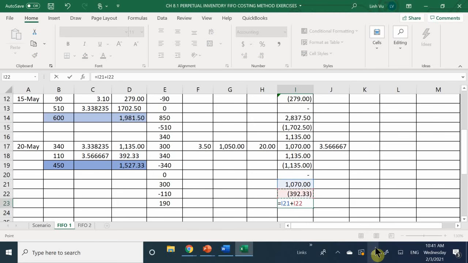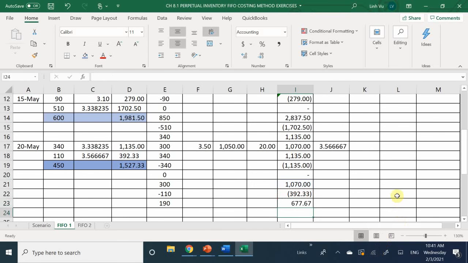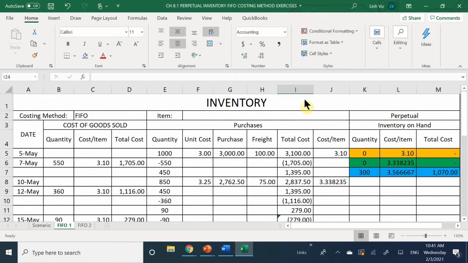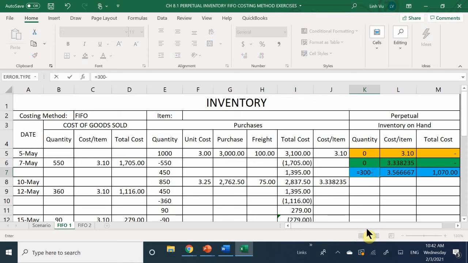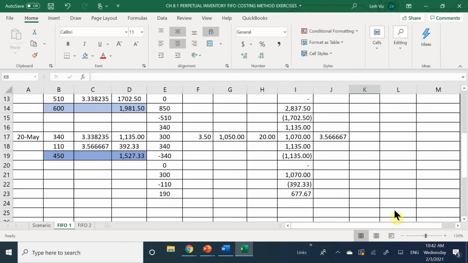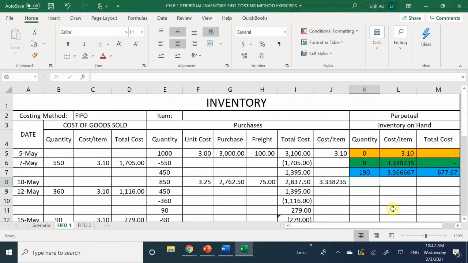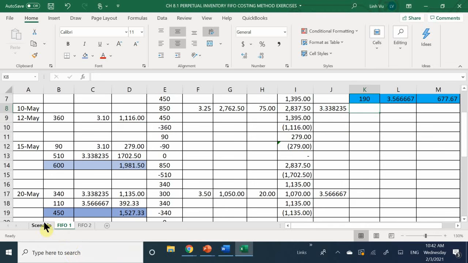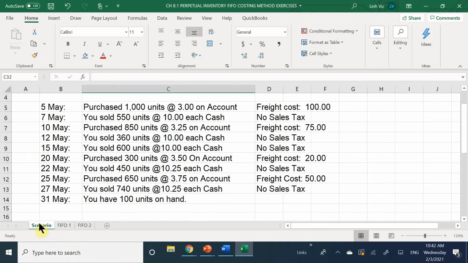Okay. So at the end of the day, you should have 677.67. And I'm going to go up here, and because I know that I should have 300 minus 110, 190, it gives me 677.67. So at least I know my accounting is accurate right there. Okay. So now let's see what has happened next.